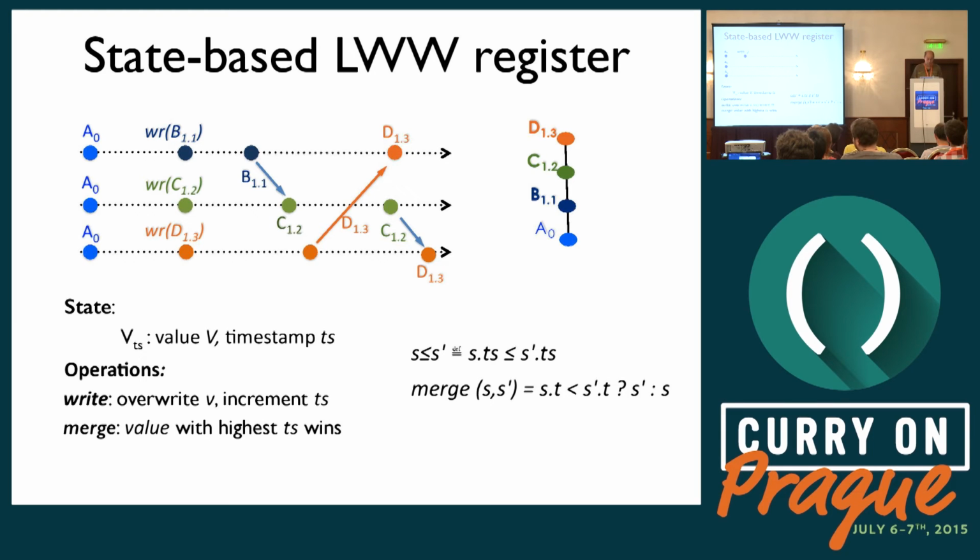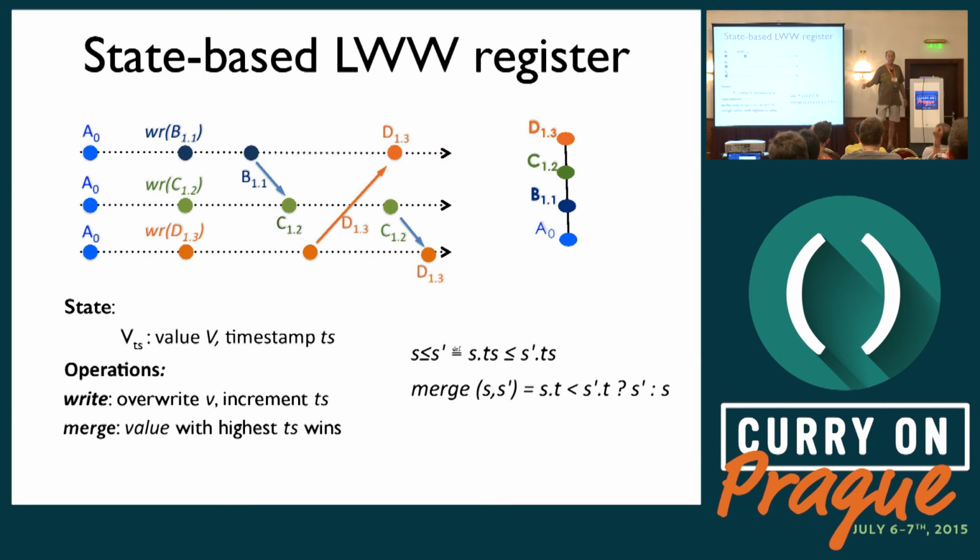So how does this work? Initially we have value A with timestamp 0. Now at the first replica, replica 1, we're going to write value B, and the time is 1. We're also going to add the replica ID in order to distinguish concurrent updates. So it's B with timestamp 1.1.